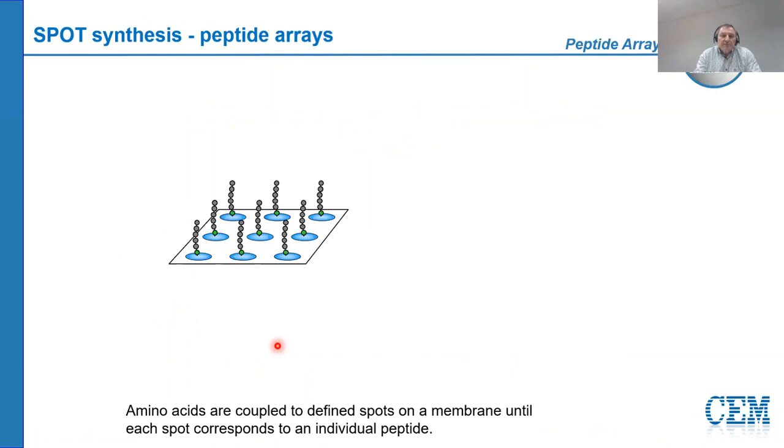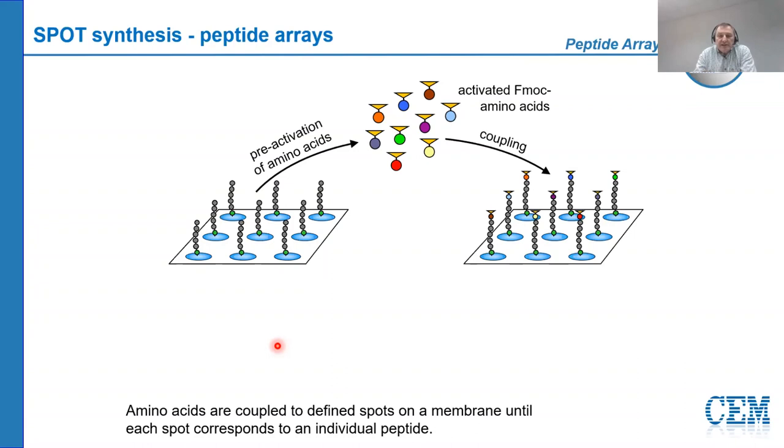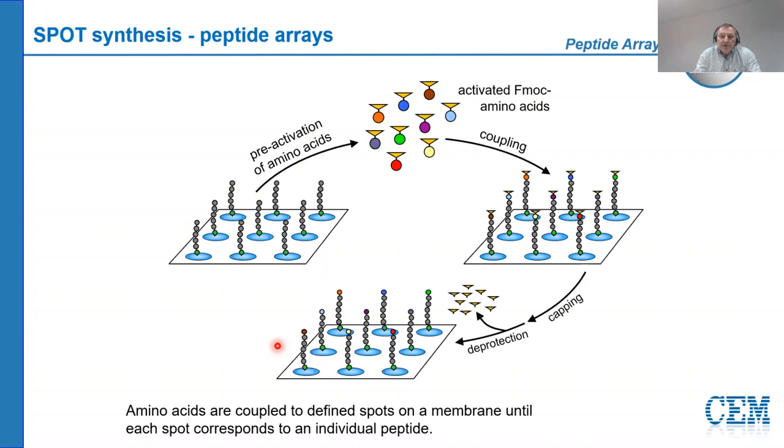Peptide synthesis on membranes is done on the very mild FMOC solid phase peptide chemistry. We work with activated amino acid and different building blocks. We do generally a double coupling step. We have a capping there, deprotection. We repeat the cycle until the peptides are completely assembled on the membrane. The final step is the side chain deprotection, and we have a peptide array on a cellulose membrane for further testing.